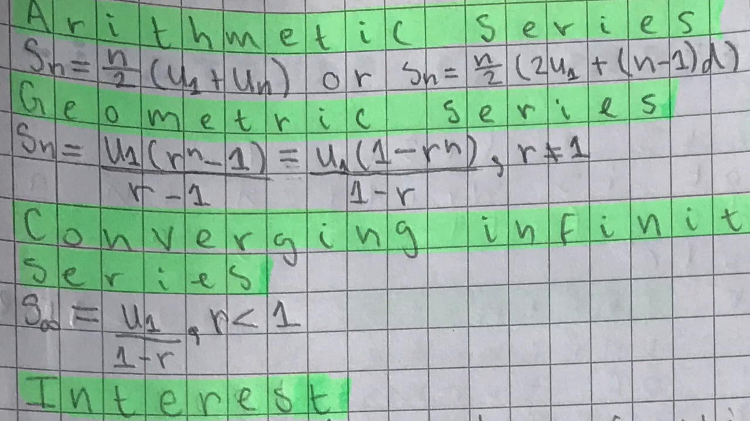It is Sn, which stands for the sum of a certain amount of terms, equals n, the number of terms, divided by 2, times the first term and the last term of the series. Now there is one more formula you could use, which is the other one after the or. These both are used for the exact same purpose. Depending on what numbers you have, it would be easier to use either one of them.